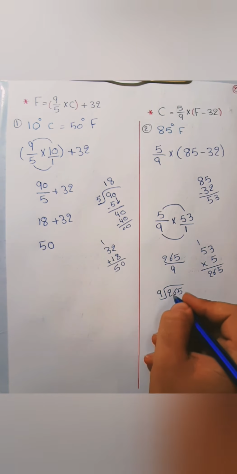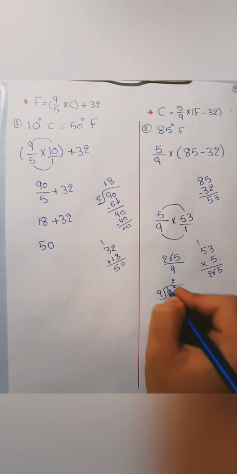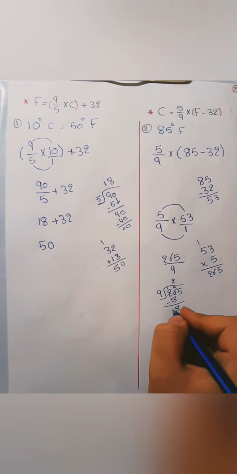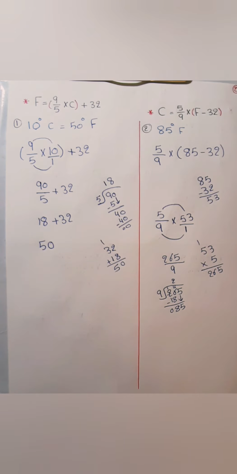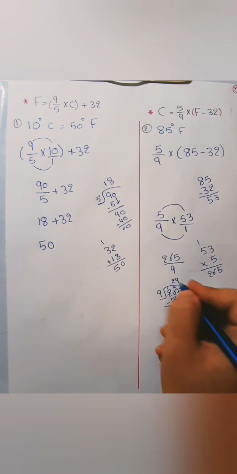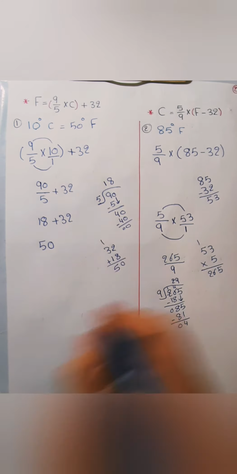How many 9s are in 26? We have 2. 2 times 9 equal to 18. This 6 become 16 and 2 become 1. 16 minus 8 equal to 8, 0. Bring down 5. How many 9s are in 85? We have 9. 9 times 9 equal to 81. 5 minus 1, 4, and 0.